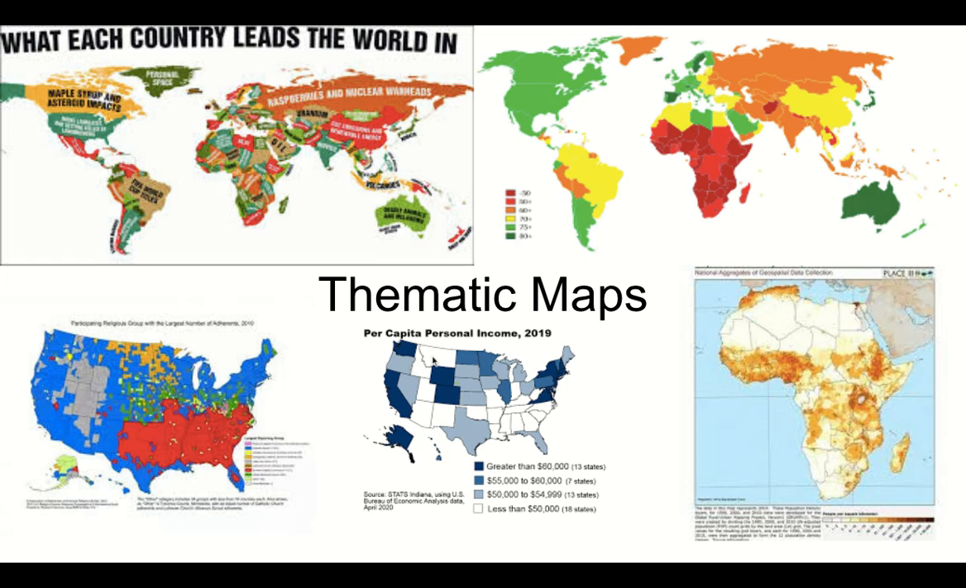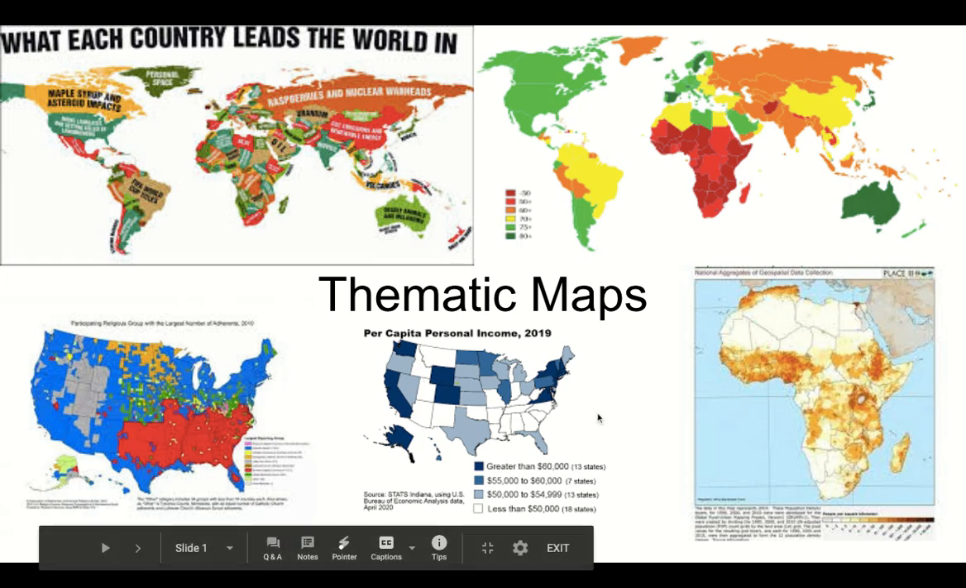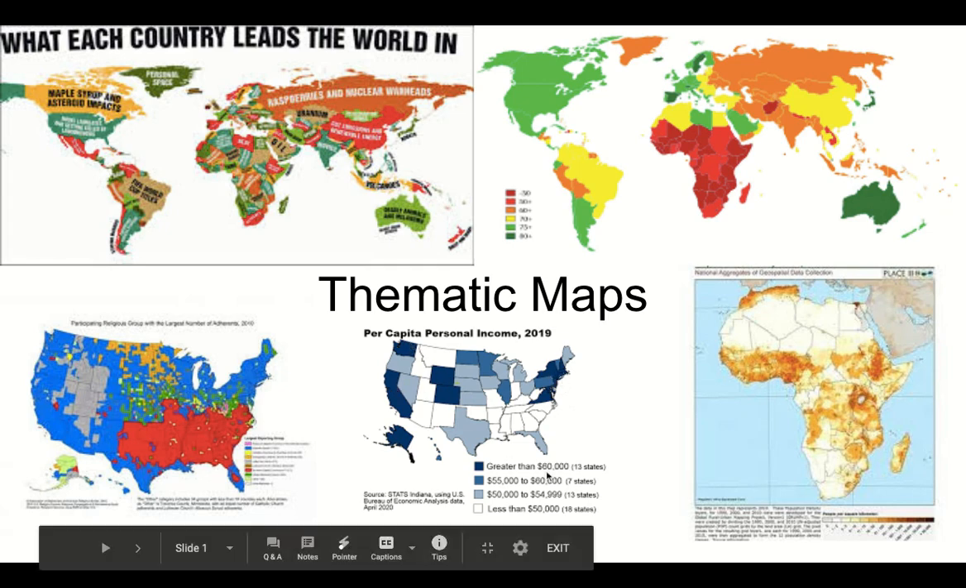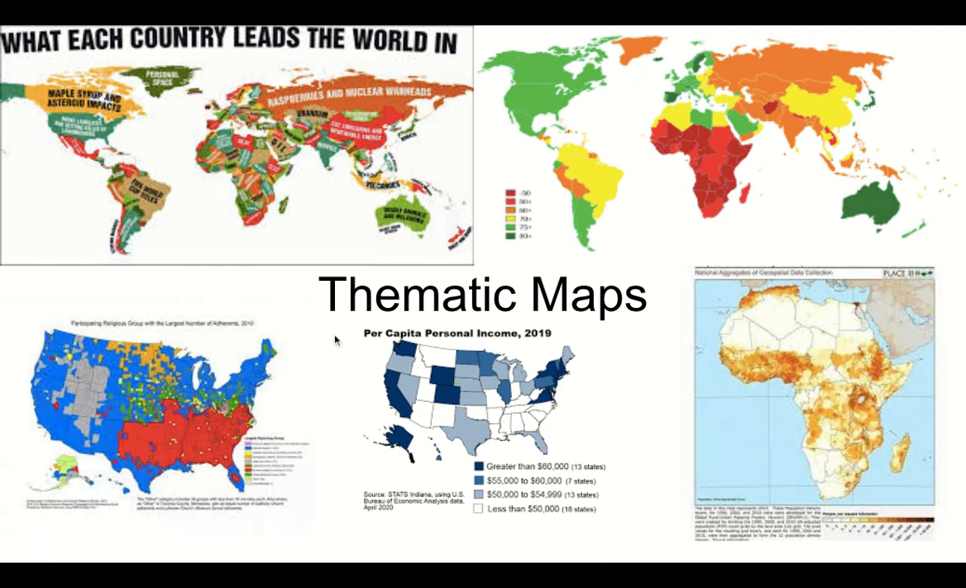For example, here is per capita personal income in 2019, like how much money the population on average makes in these states. And you can tell, for example, that if you want to make some money, you might want to go to New York and these areas on the East Coast or California because they tend to make over 60,000. Whereas people in these areas in white tend not to make as much. So all these have a purpose. These maps are made not just for decoration, but because there's a purpose to it.